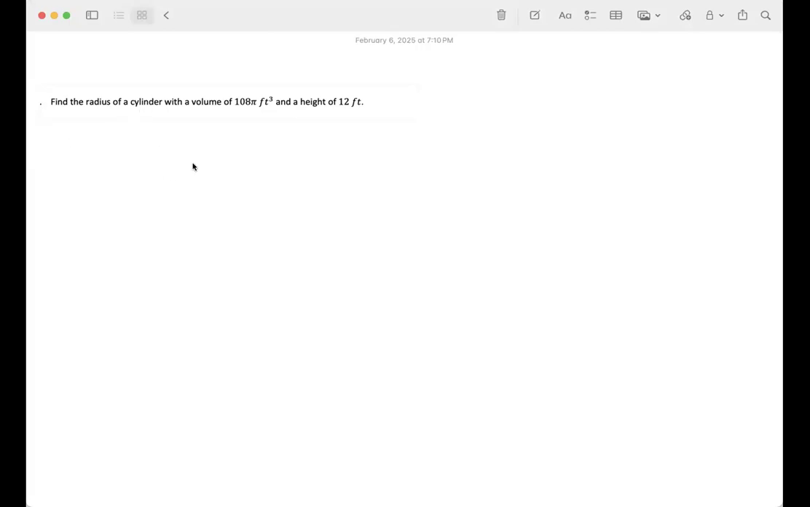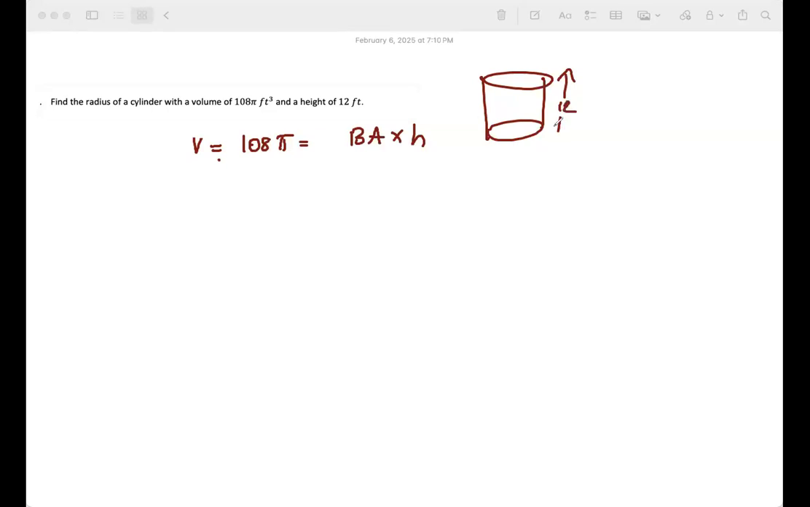Anyway, I'm going to show you because there are some who did not understand. So see, find the radius of a cylinder with a volume of 108 pi. So this is given. But what is the volume? Base area times height. I will draw my cylinder, otherwise I'll get confused. This is 12 feet. Volume is 108 feet cube. First, I need to check whether the units match. Then this base area is pi r square. I don't know the r, but the height is 12. So I will equate it to 108 pi.